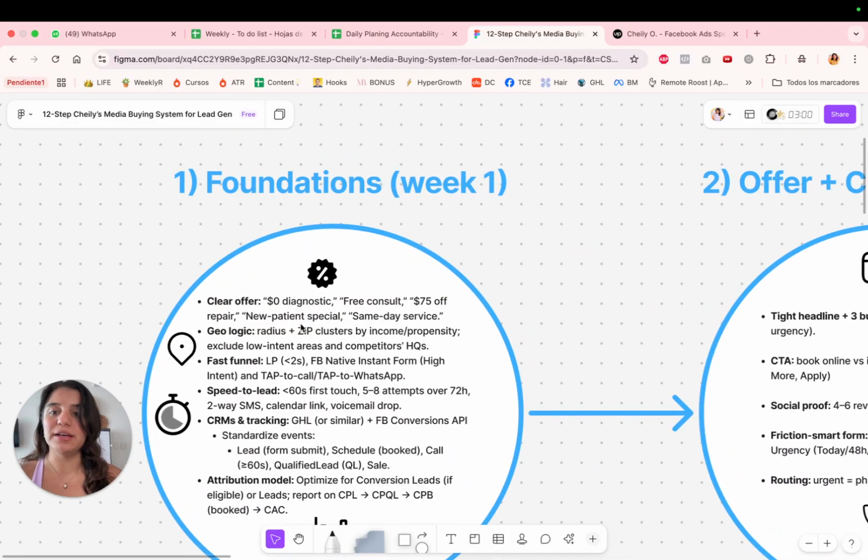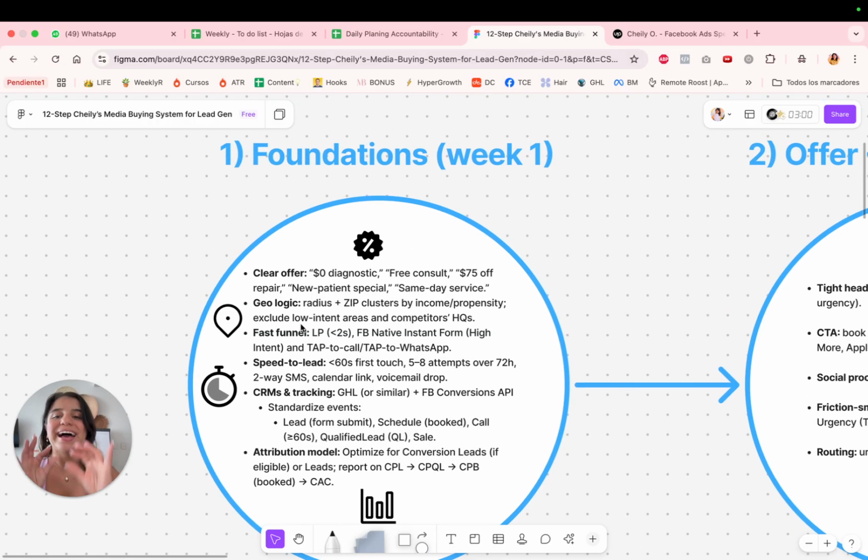The first step is the foundations. Here we're gonna identify a clear offer. As a lead generation business or service-based business, we're gonna focus either on a $0 diagnostic, free consults, any promotions that you have running, any holiday theme, any promotions related to a particular event, and maybe a new patient special. So in this part of the strategy, I'm gonna dig deep into your business, analyze it, see what has worked in the past, or what new offers we can create that is gonna resonate with that ideal audience.